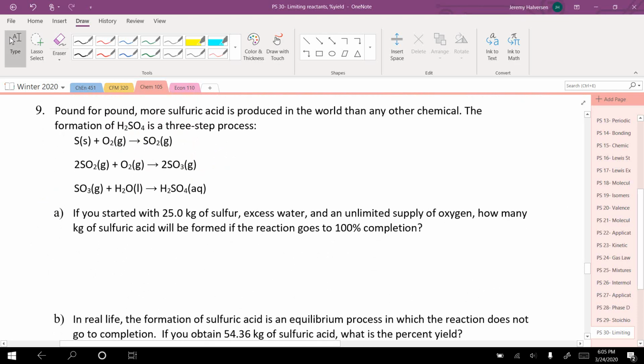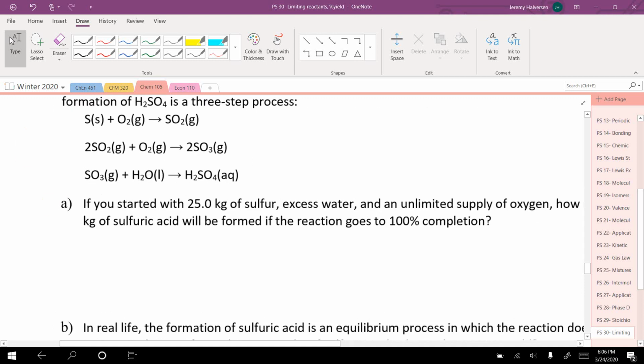Okay, pound for pound, there's more sulfuric acid. More sulfuric acid is produced in the world than any other chemical. Another 3-step process. If you started with 25 kilograms of sulfur and unlimited oxygen and water, how many kilograms of sulfuric acid would be formed at 100% completion? So I start with my 25 kilograms of sulfur.